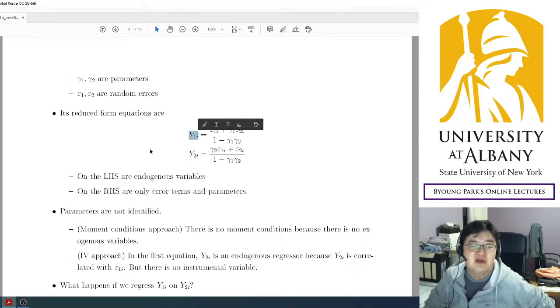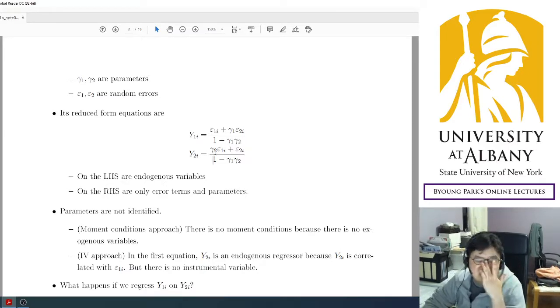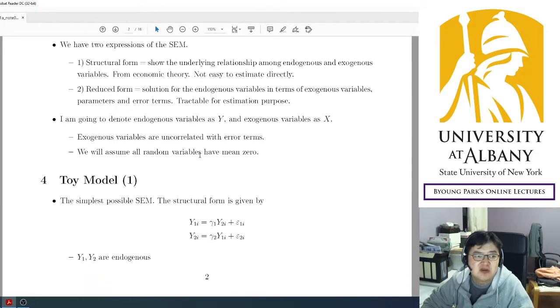So y1 is the equilibrium y1, which is determined by epsilon 1, epsilon 2, and parameters. So there is no endogenous variable on the right-hand side. And y2, another endogenous variable, is determined by this, and there is no endogenous variable on the right-hand side either. This is the difference between the structural form and the reduced form equations. The reduced form is for the equilibrium solution, and the structural form is for the underlying relationship.